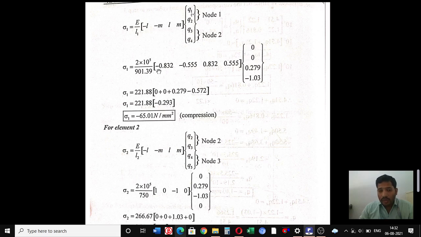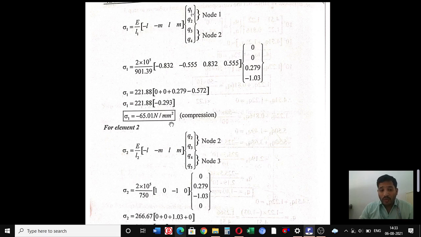First of all, we need to multiply this first row into this column. Minus 0.832 into 0, it becomes 0. Minus 0.55 into 0, it becomes 0. 0.83 into 0.279, it becomes 0.279. After that, 0.55 into minus 1.03, it becomes minus 0.572. If you subtract this value, you will get minus 0.293. If you multiply this value, then you will get the answer minus 65.10 Newton per mm square.